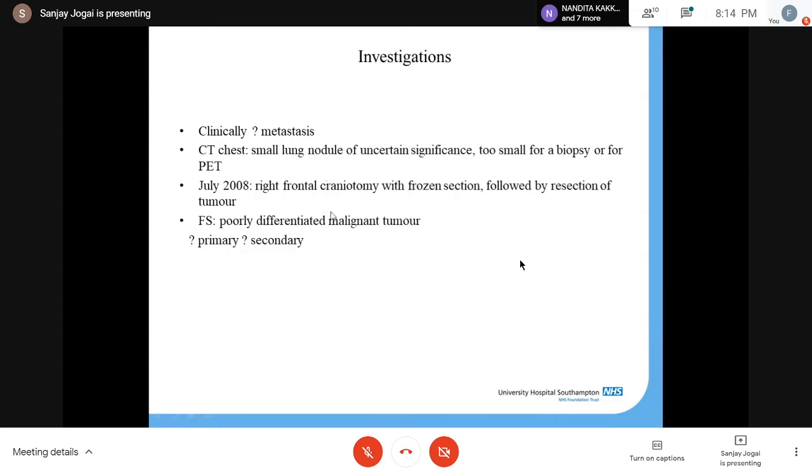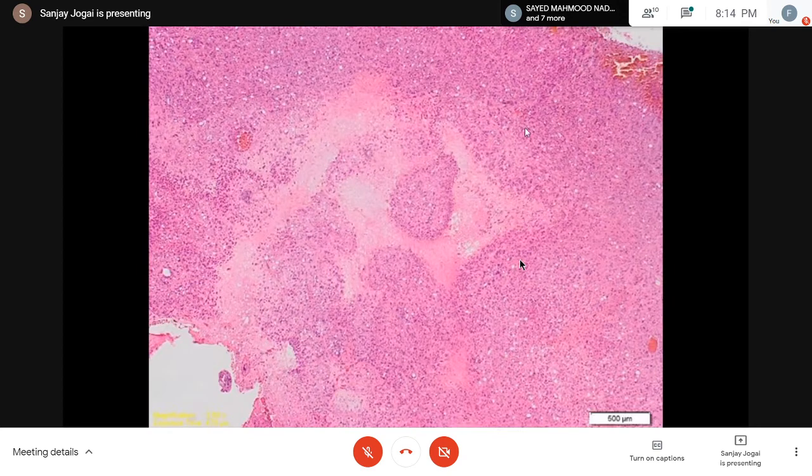So they went ahead and did a frontal craniotomy with frozen section. On frozen section, this was reported as a poorly differentiated malignant tumor. The neuropathologist said this could be a primary, this could be secondary, and they stopped there. Now, this is where it became interesting. This is a very low power view. You can see lots of necrosis with sheets of tumor cells.